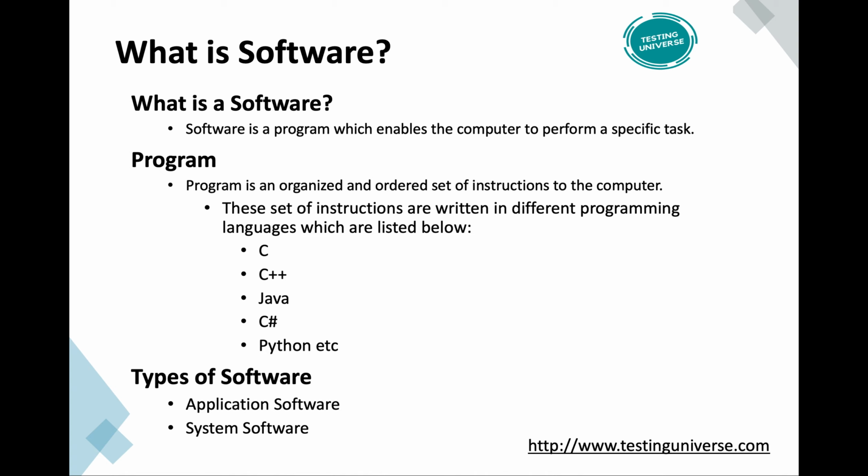So what is a program then? It's an organized and ordered set of instructions to the computer. So that's what we have understood here, which enables the computer to perform a specific task. If a specific task needs to be performed, then we have to give some set of instructions, right? Those instructions should be organized. That is very, very important. So, organized and ordered set of instructions.